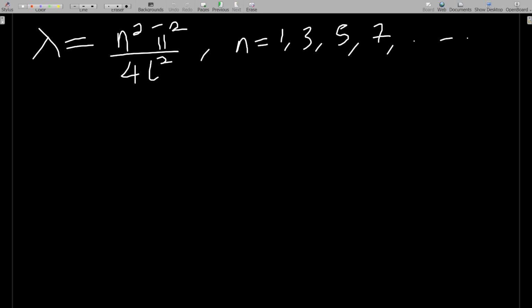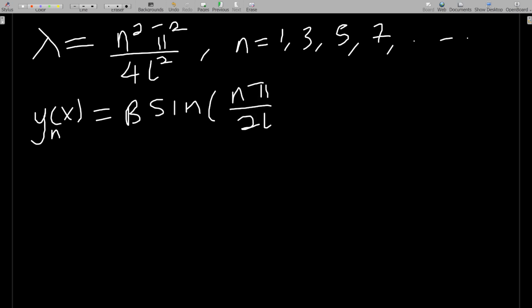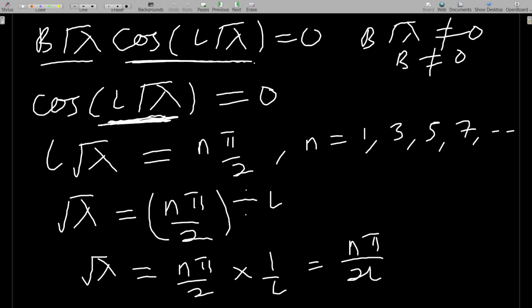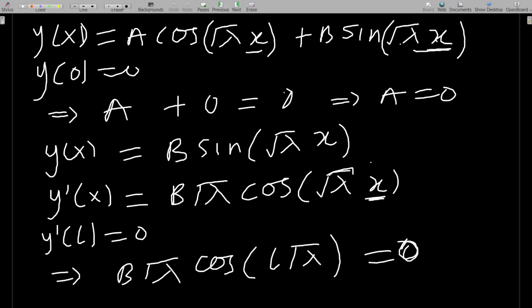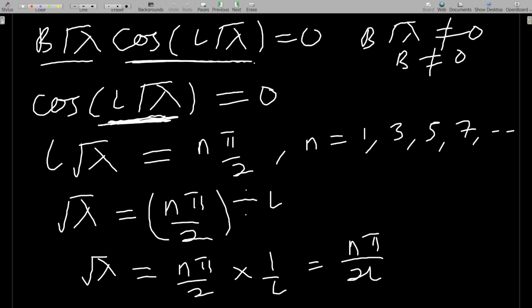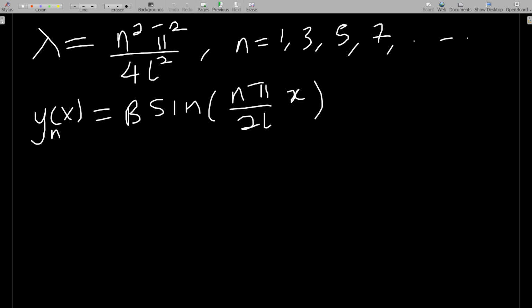We have lambda being equal to this, with y_n of x being equal to b sine of n pi over 2L x, because y of x was giving us b sine of square root of lambda x, and square root of lambda is giving us n pi over 2L. So you just take the square root of lambda, rather. So it's n pi over 2L. Then you put it here. So this is your solution to that first case, with n being equal to 1, 3, 5, 7, and the rest, okay? So n is odd.